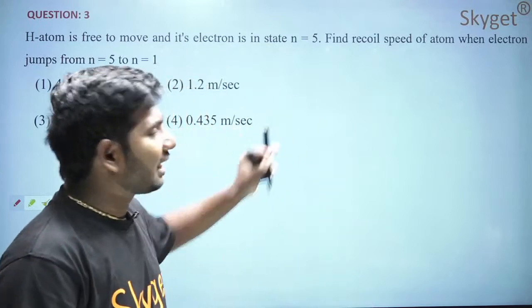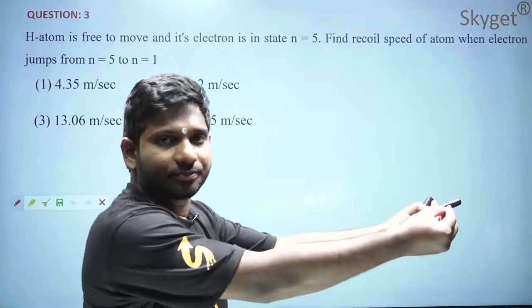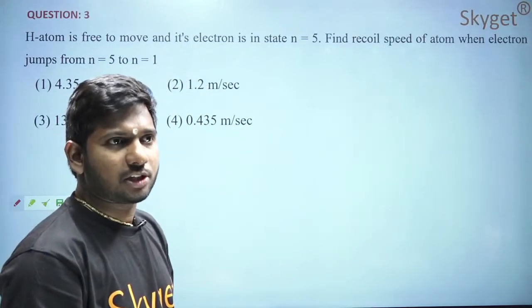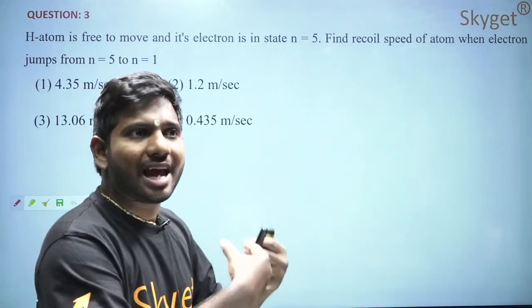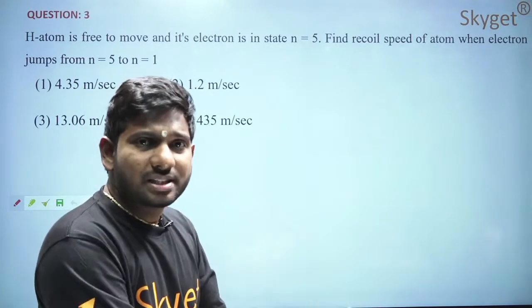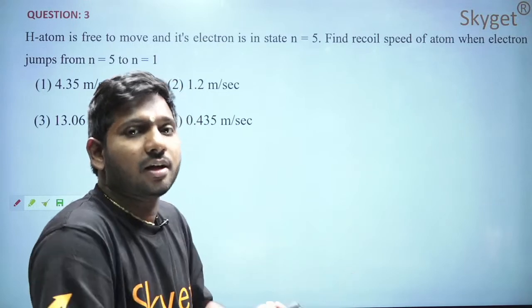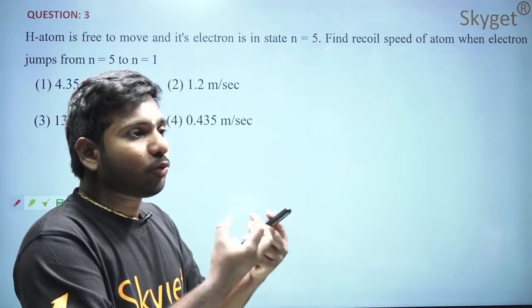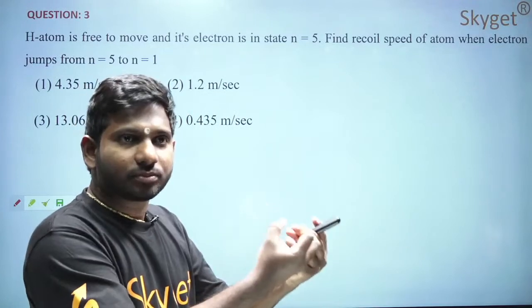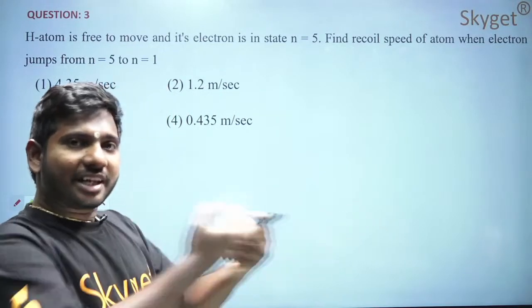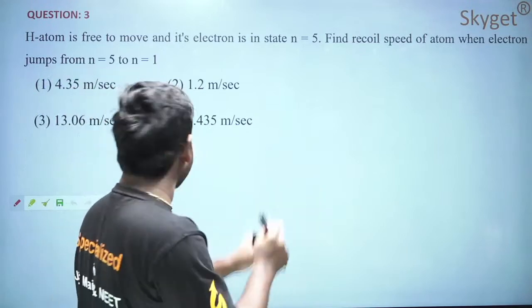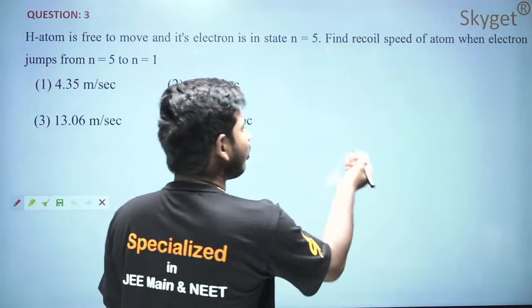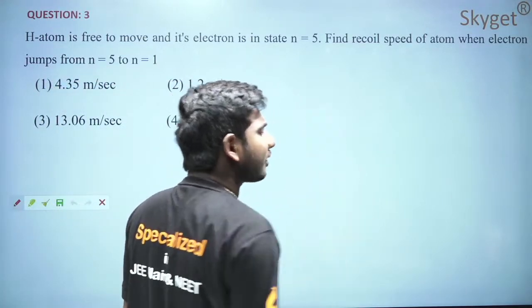Similar to that, here when the electron jumps from the 5th orbit to the 1st orbit, it loses energy. When it loses energy in the form of a photon, that photon will go with some momentum. Then the atom recoils with a speed. So how can I relate that speed? First, what is the difference in energy here?